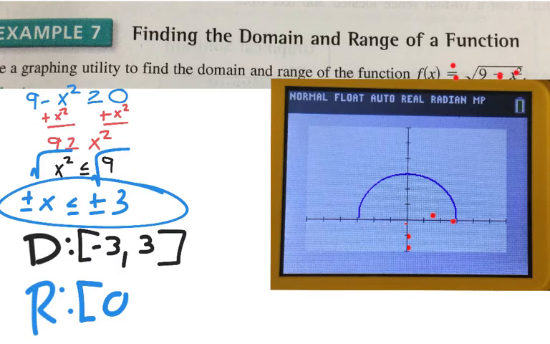And now what is the highest y value? 3. And it happens when x is 0, right? The y value is 3. Again, think what happens when you plug in 0 here. 0 squared is 0. 9 minus 0 is 9. Square root of 9 is 3. So at 0, we're having the highest possible value, which is 3.